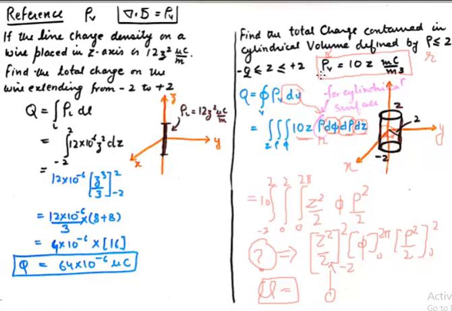If you're given the volume charge density, you can simply put that into the formula, rho v dv, and simple mathematics will do the trick.